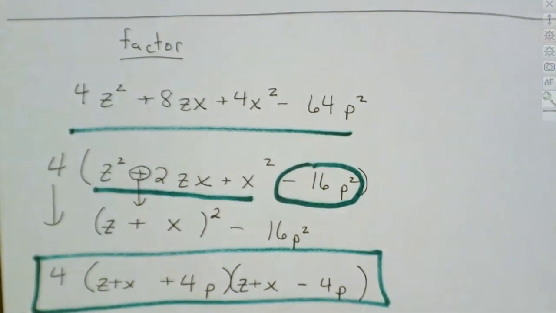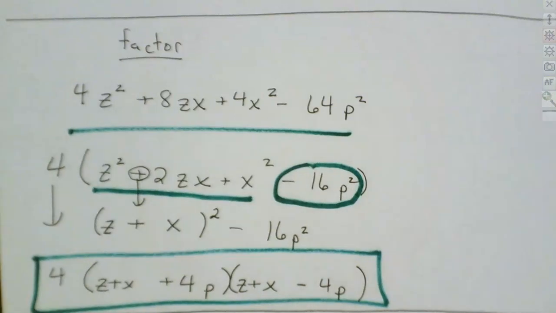So that now should cover all of 4.3. In 4.3, we learned how to factor differences of squares. We learned how to also factor perfect square trinomials.